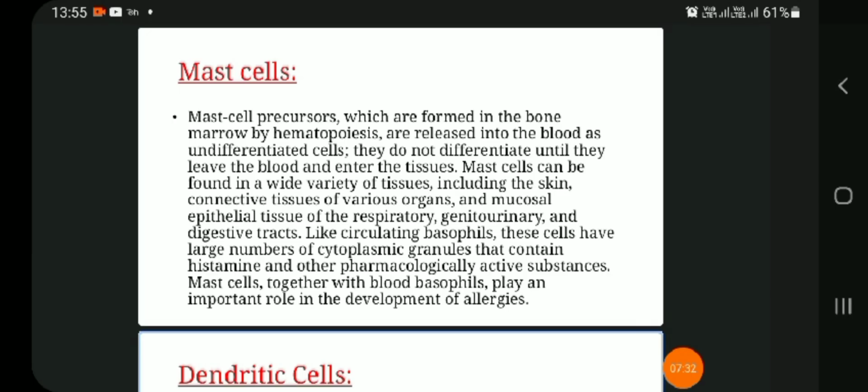Mast cells can be found in a wide variety of tissues, including skin, connective tissue of various organs, and mucosal epithelial tissues of the respiratory and also the digestive tracts. Like the basophil cytoplasm, the mast cell cytoplasm also has cytoplasmic granules which contain histamine and other pharmacologically active substances which are used in allergic reactions. Mast cells, together with the basophils, play an important role in the development of allergies, when an allergy occurs in our body.